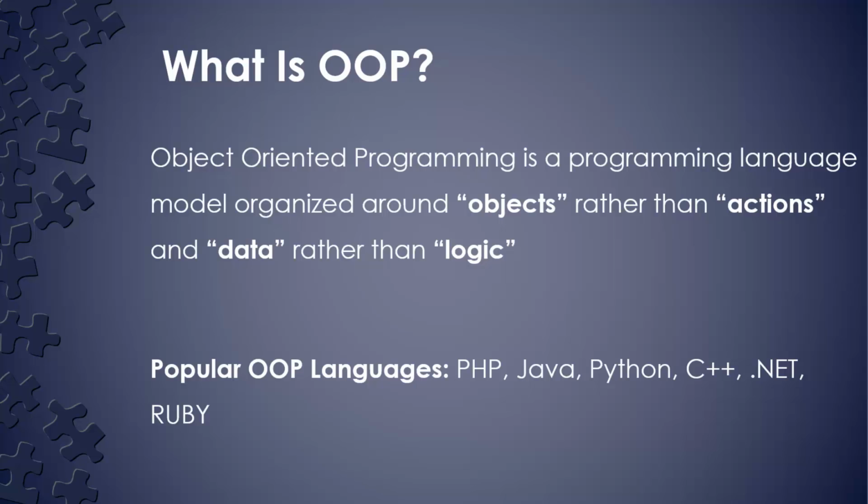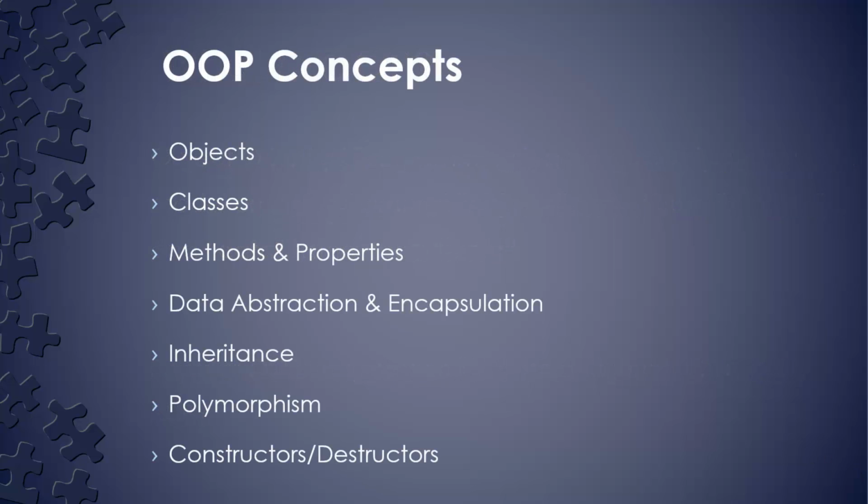using object-oriented programming. So concepts, we have, of course, objects, classes, and in classes we can have methods and properties, data abstraction and encapsulation, class inheritance, polymorphism, and constructors and destructors. And we'll be going over all these through the course.